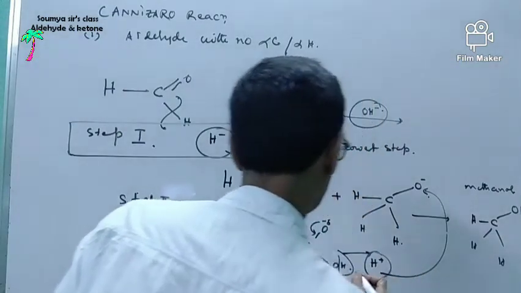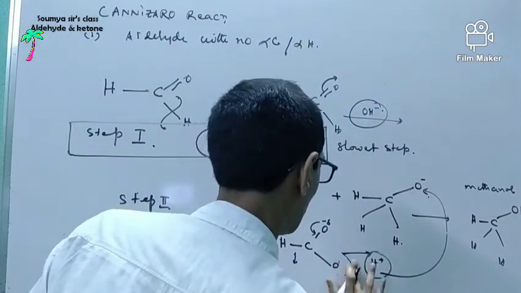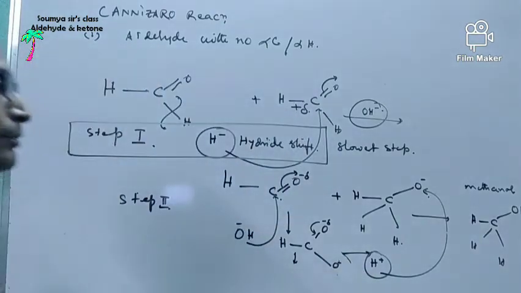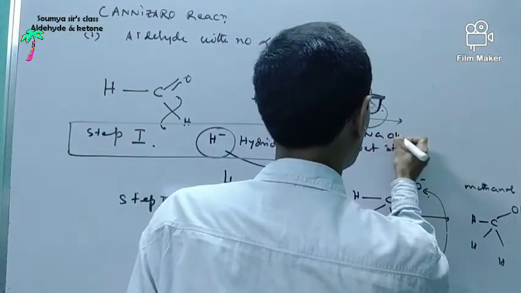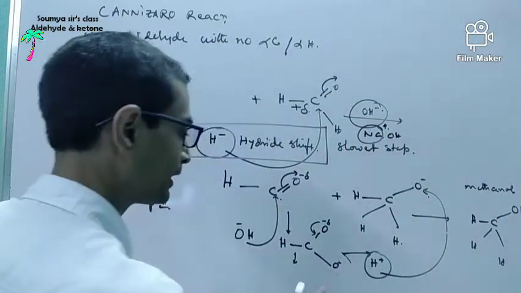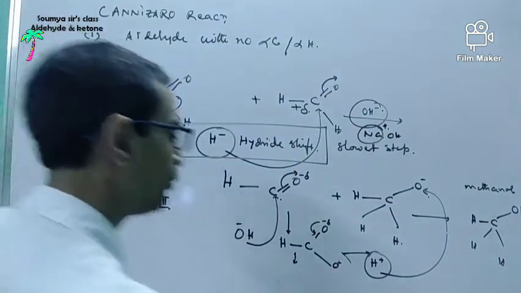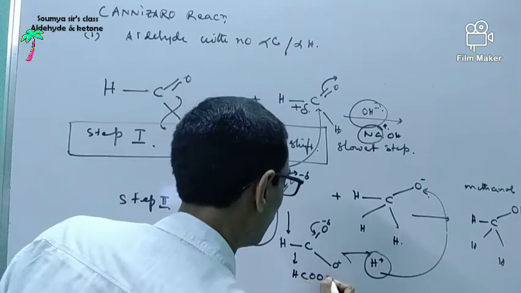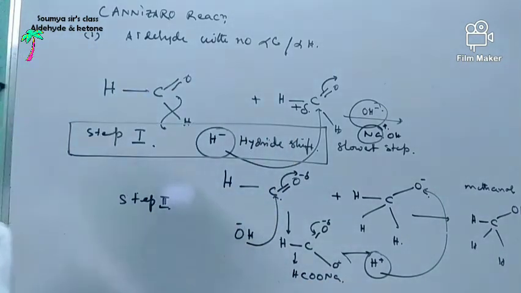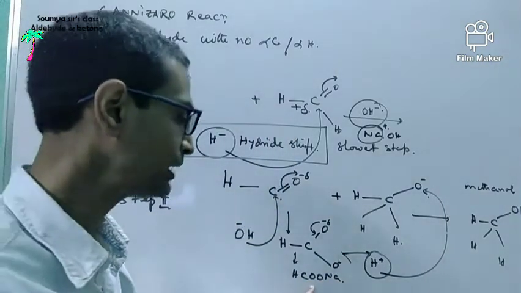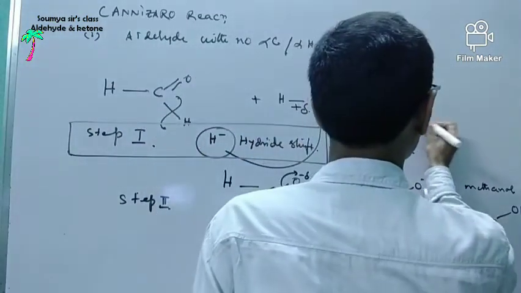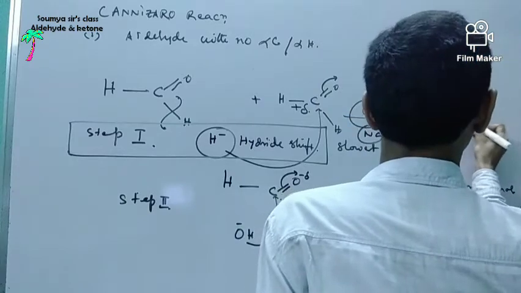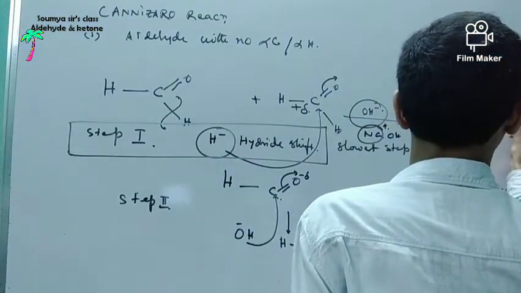The formate ion looks like this: the H is not present and there is O minus. If we use NaOH in the medium, the Na plus subsequently attacks the O part and forms HCOONa. So it is sodium formate and methyl alcohol. So the net result is HCOONa and CH3OH.